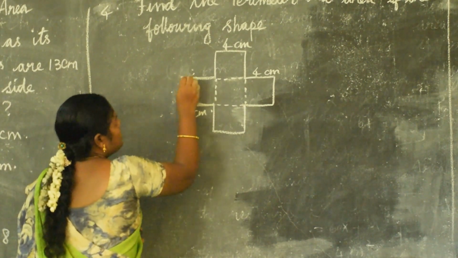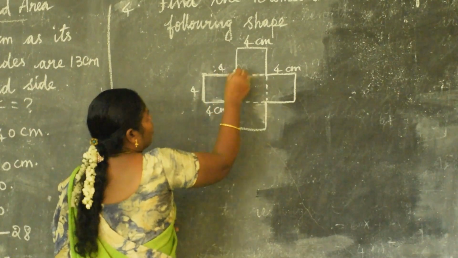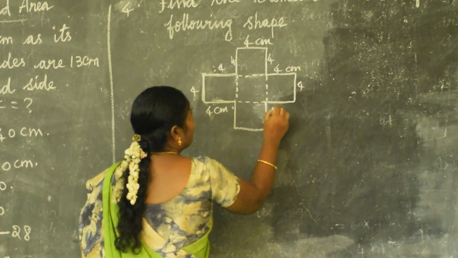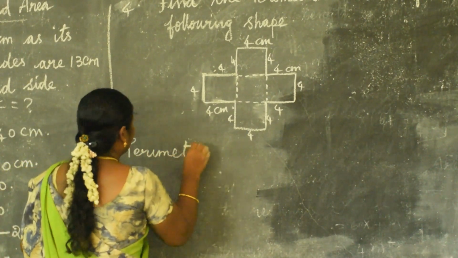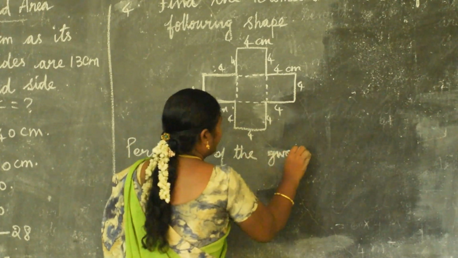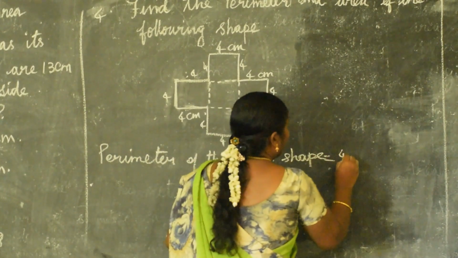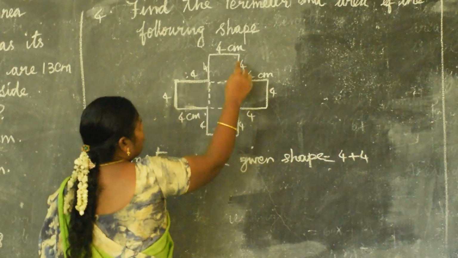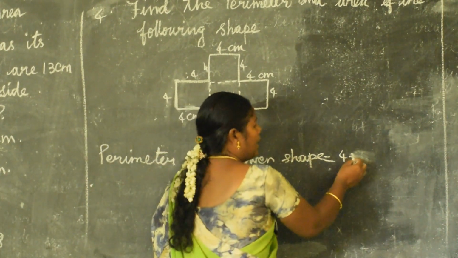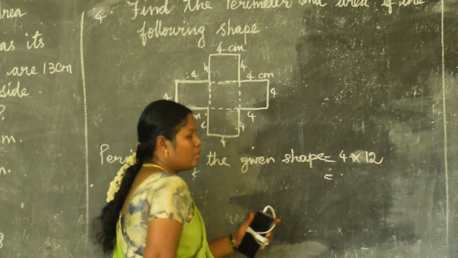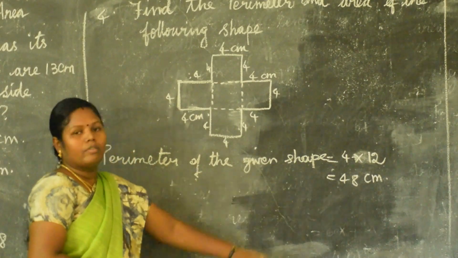Listen, this is like a square. The square property is that one side is equal to the other sides. So this is 4, which means this also is 4. This is 4 centimeter, this is 4 centimeter, this is 4 centimeter, this is 4 centimeter. So the perimeter of the given shape equals adding the lengths. How many 4s are here? 1, 2, 3, 4, 5, 6, 7, 8, 9, 10, 11, 12. So 4 into 12, 4 twelves are 48 centimeter. So the perimeter of the given shape is 4 into 12 equal to 48 centimeter.